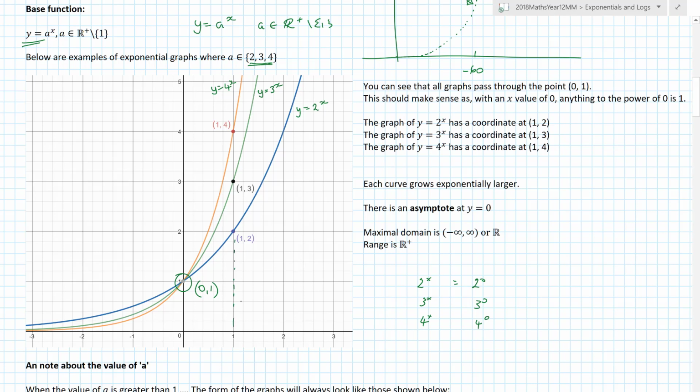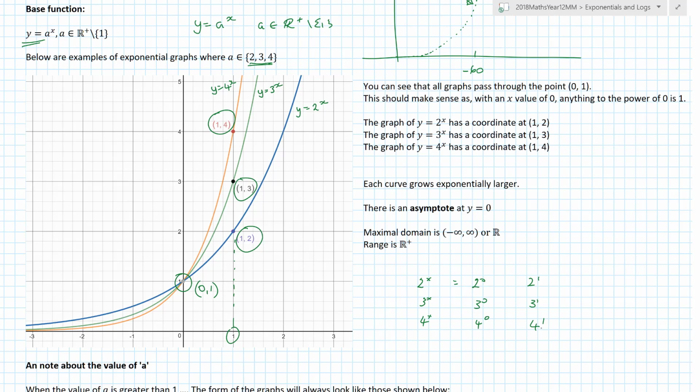Now, I've given deliberately (1, 2), (1, 3), and (1, 4). Why? Because look what happens when x equals 1. In the same way, you'd have 2 to the power of 1, 3 to the power of 1, and 4 to the power of 1, and anything to the power of 1 is in fact itself. So that one key point is really, really helpful.